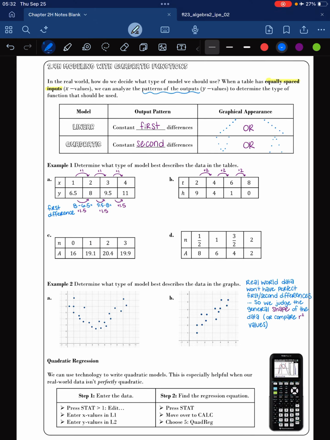That first difference is constant, the same every single time. And I can see from my table above that if I have a constant first difference, then this table models perfectly linear data.